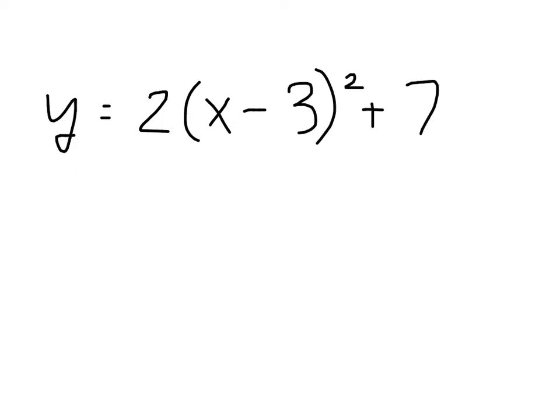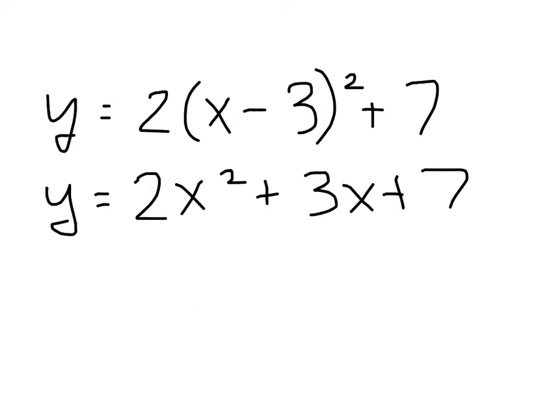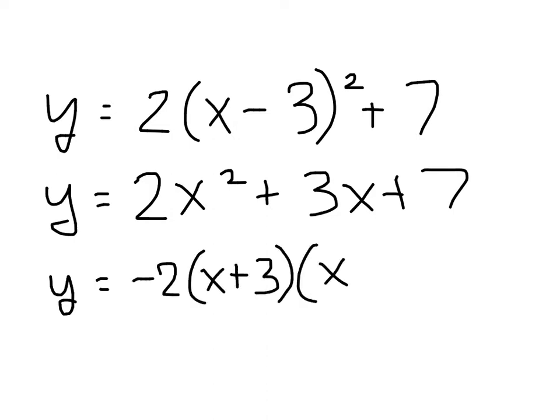If it says y equals, and it's got a number here and then x minus a number here squared plus this, that's vertex form, because that looks like a(x minus h) squared plus k. If it had something like 2x squared plus 3x plus 7, that's standard form. Use the negative b over 2a thing. If it's in this type of format, where it has negative 2, parentheses, x plus 3, close it, x minus 1, now this is the intercepts method.